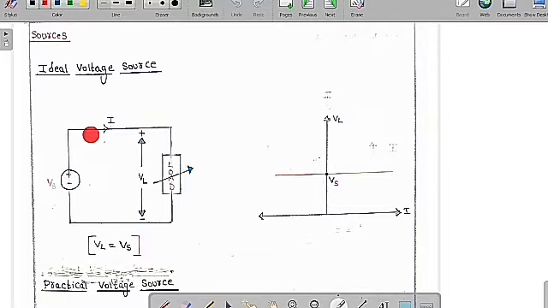And also, as there is no other branch, we can say the source current is equal to the load current, and also there is no internal resistance drop. So by KVL also we can say that the source voltage is equal to the load voltage, which is Vs equal to VL, or VL is equal to Vs.